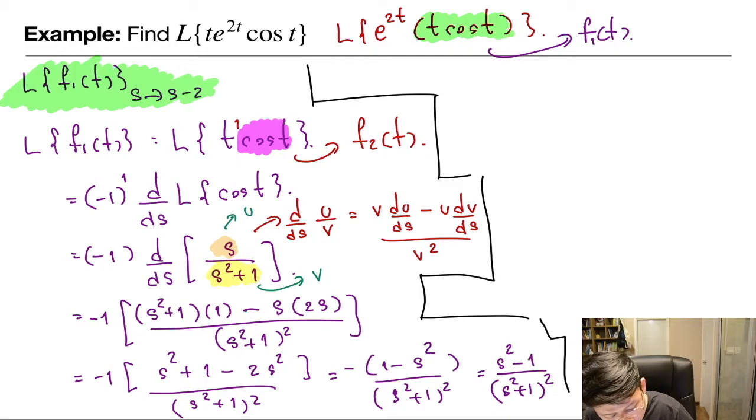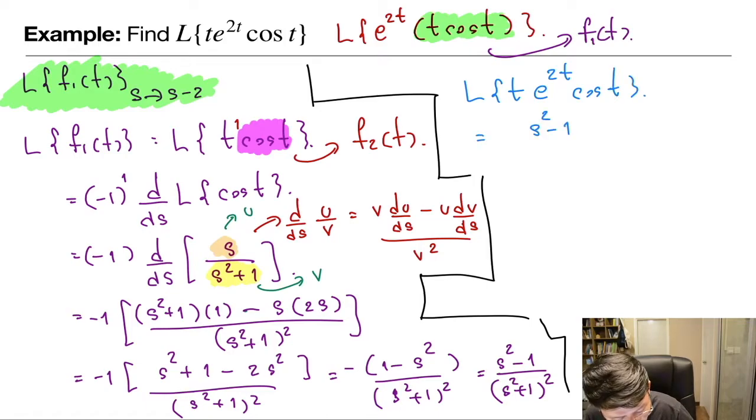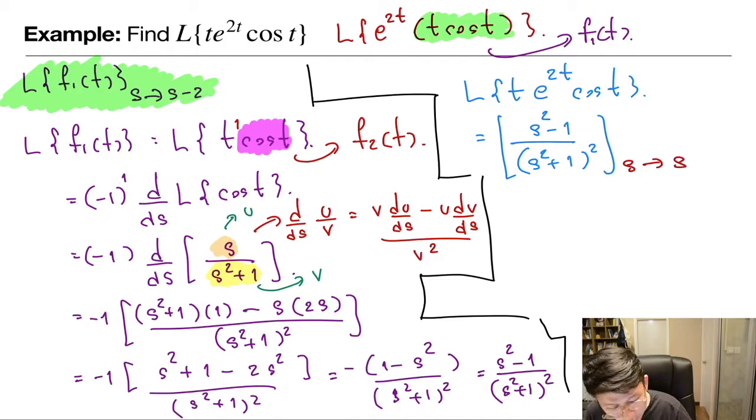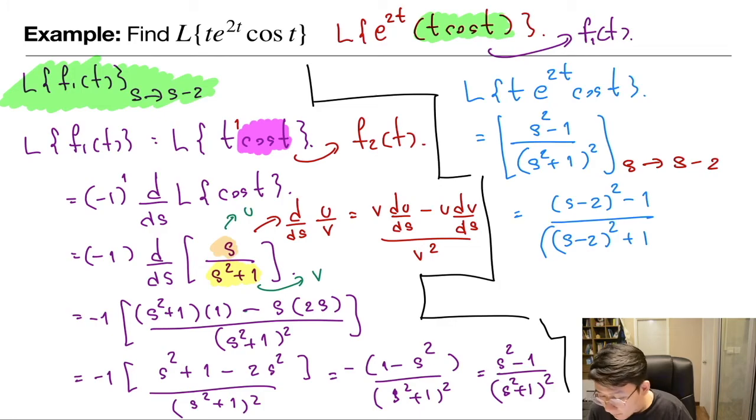The Laplace transform of t cos t would be s squared minus 1 divided by s squared plus 1 squared, and then we shift s to s minus 2. So the answer would be (s minus 2) squared minus 1 divided by ((s minus 2) squared plus 1) squared, and that is the answer. Okay, I hope it's not too hard.